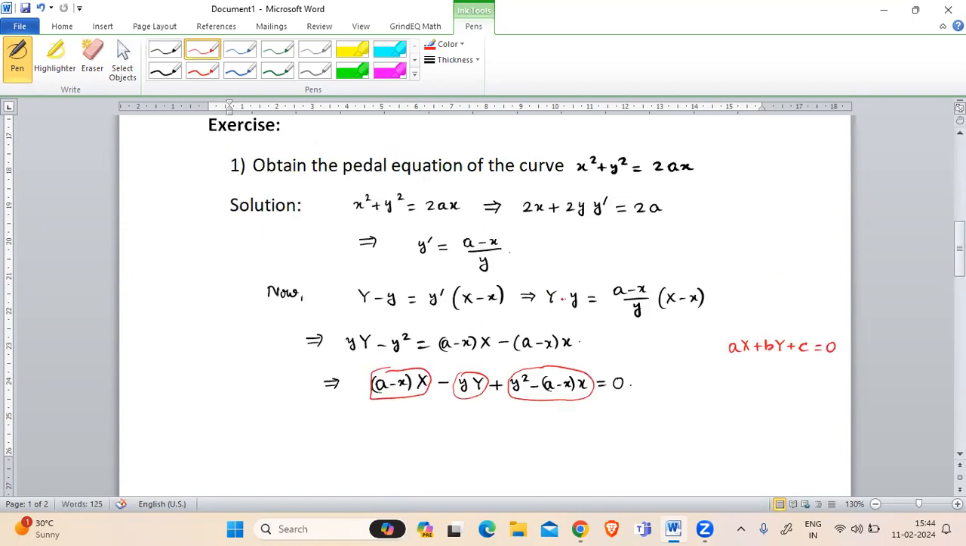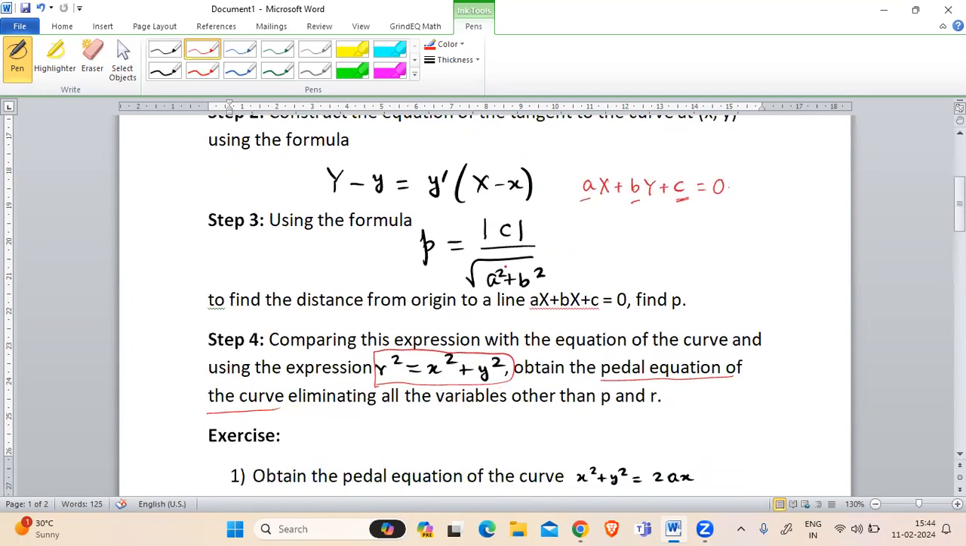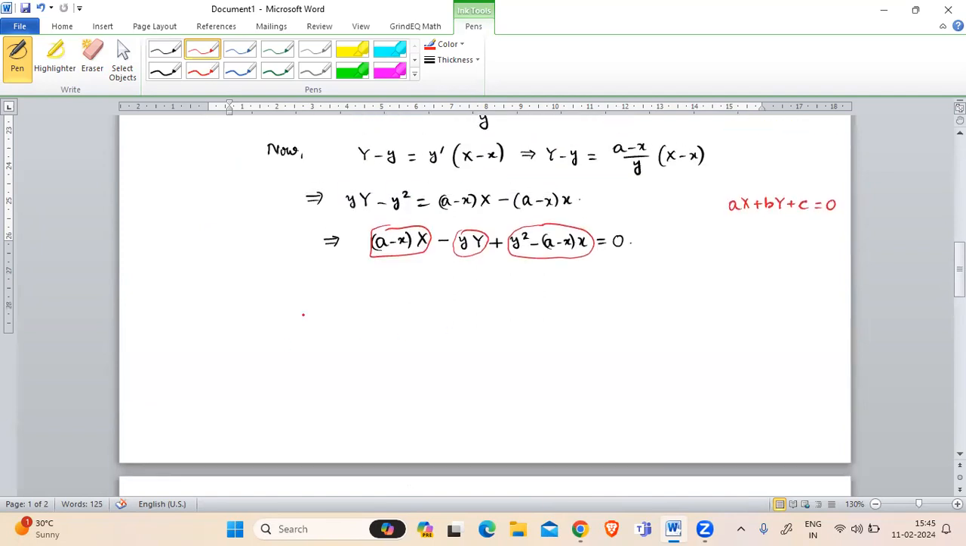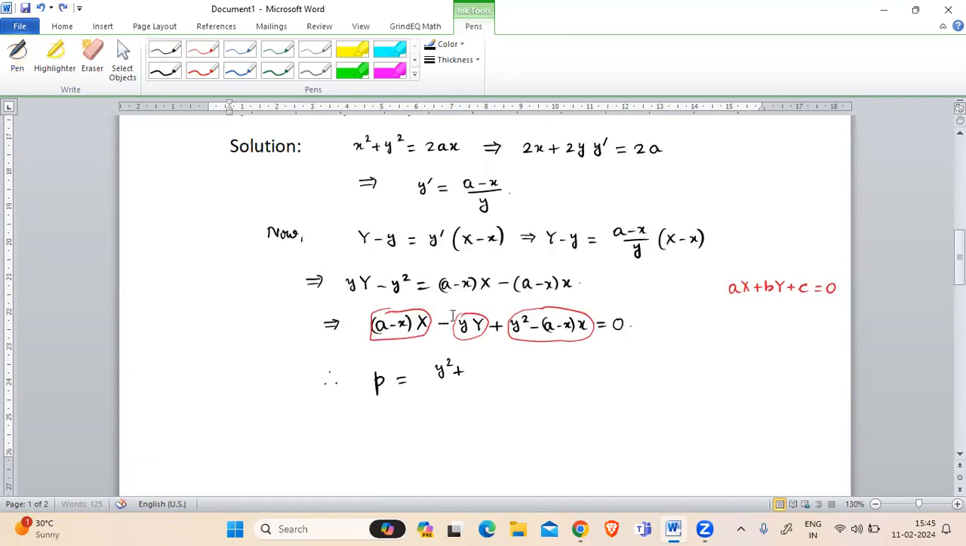Okay, now we'll move on to the next step, and in the next step we have to find p using the expression p equals modulus of c by root of a square plus b square. So that will give me p as, modulus of c will give me y square minus a minus x into x, which is c, and then divided by root of a square.